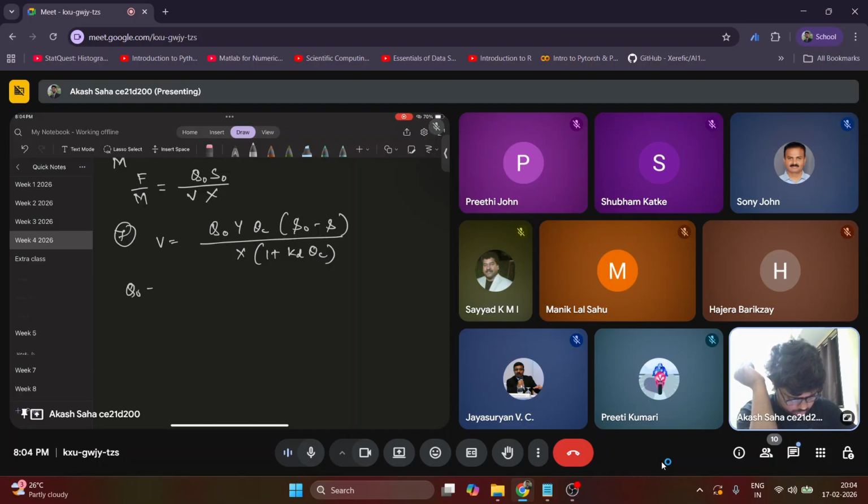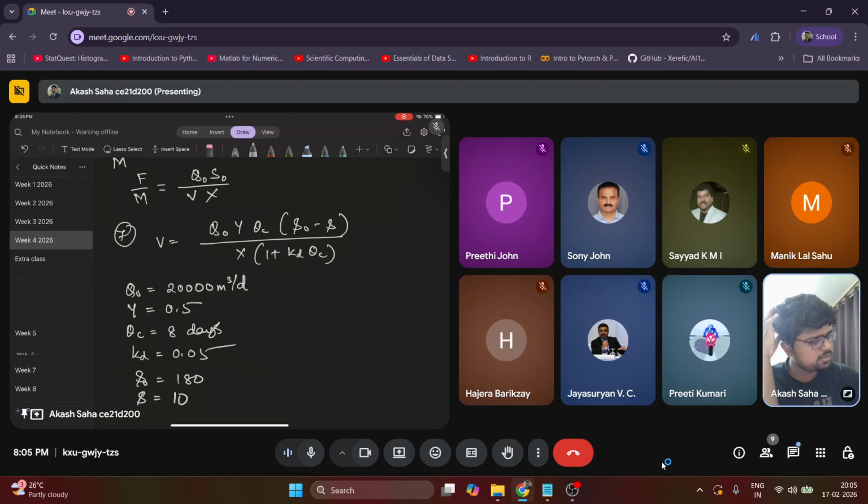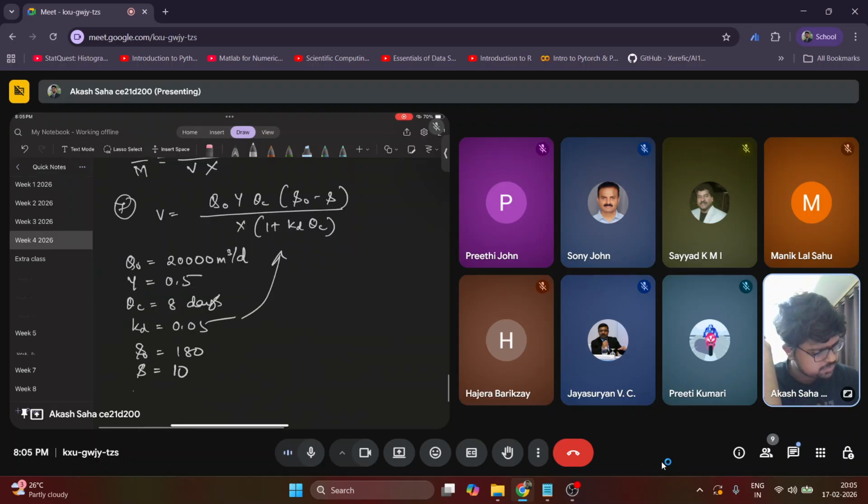Here the Q naught value is nothing but 20,000 meter cube per day. Y is 0.5. Theta C is equal to 8 days. KD is equal to 0.05. S naught initial is 180. S is 10. Once you put all these values in, and X value is also given, X is 4000. That is the biomass concentration.